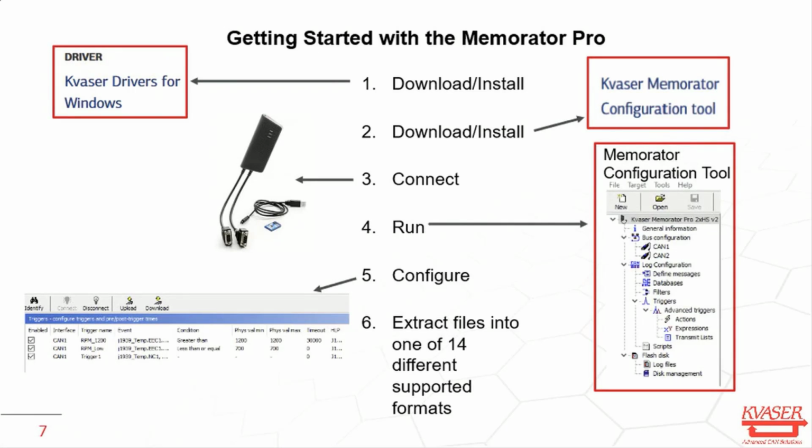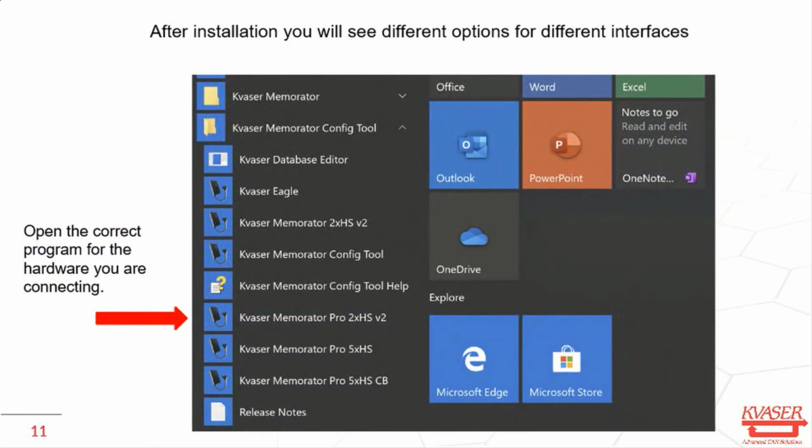You would configure your filters and triggers that I show in smaller text than can be read. Just a couple of triggers configured there as an example. And then the final process after catching the data would be to extract the files into, again, one of 14 different supported formats for analysis. So that's the abbreviated version of what we'll talk about today.